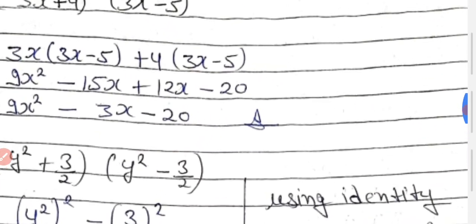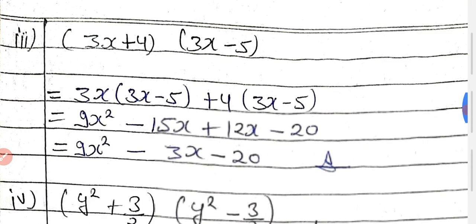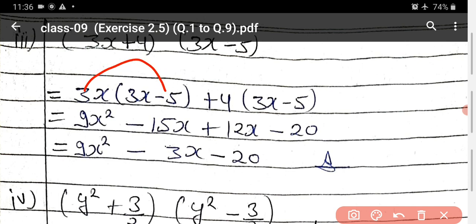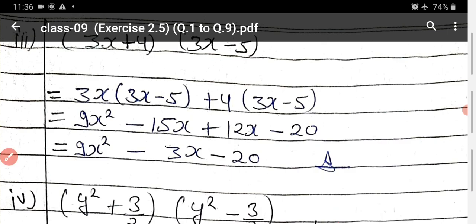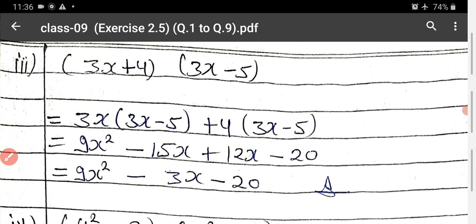Now come to the next question. The next question is (3x + 4)(3x − 5). First multiply 3x with the whole bracket and 4 with the whole bracket. 3 times 3 is 9, 9x²; 3 times 5 is 15, 15x, with plus times minus giving minus. Now 4 times 3 is 12x, and plus times minus gives minus, 4 times 5 is 20. Now solve: −15x + 12x leaves −3x. So your answer is 9x² − 3x − 20 without property. With the help of property you can solve it by yourself.